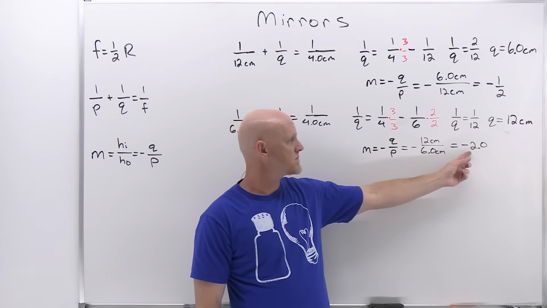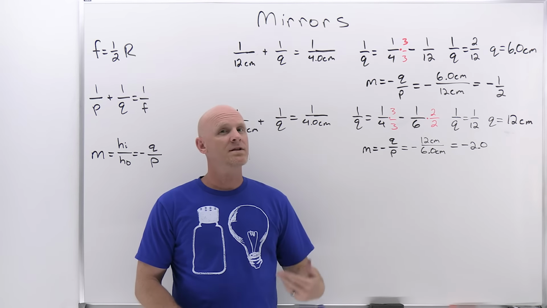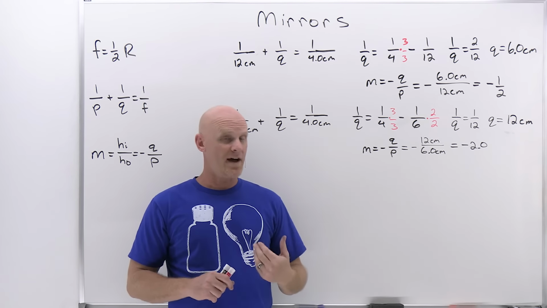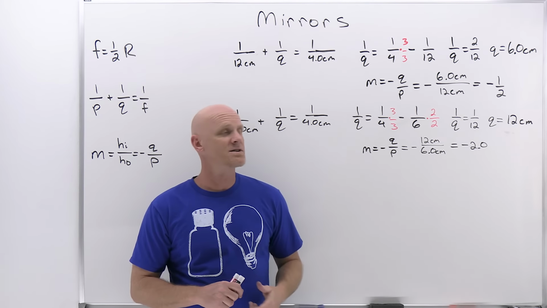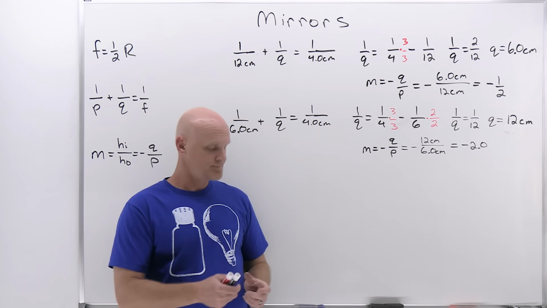So the big difference here is with it being negative 2.0, because the absolute value is bigger than 1, that means the image is now larger than the object. In fact, it's double the size of the original object. So this is something that's now being magnified overall.